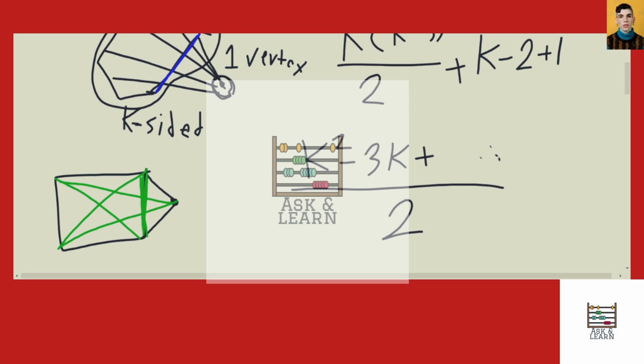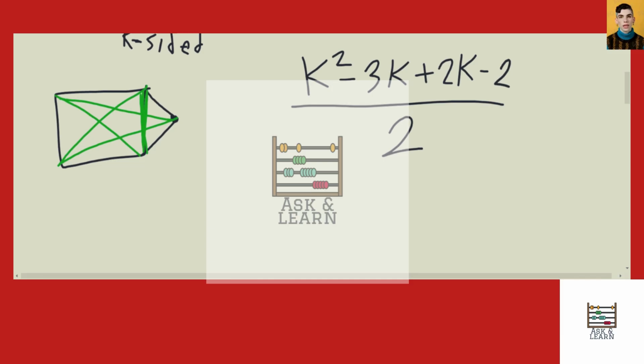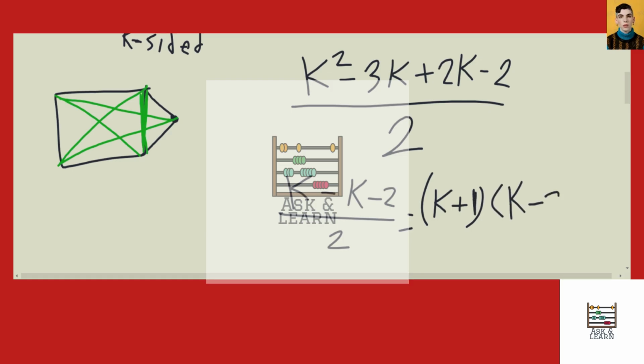I'm simply going to get plus 2k minus 2. This is going to give us k squared minus k minus 2 over 2, which is in fact (k plus 1) times (k minus 2) over 2.